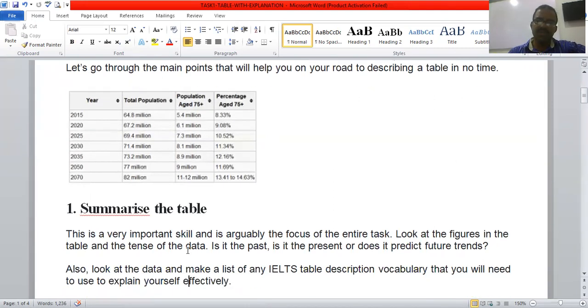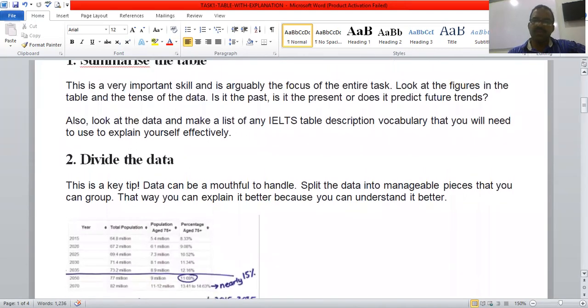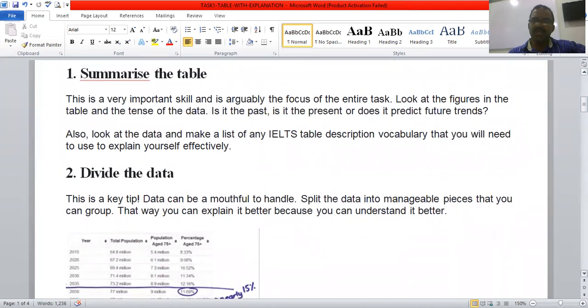This is a very important skill and is arguably the focus of the entire task. Look at the figures in the table and the tense of the data. This is very important. Okay, in which tense are you going to write? Is it the past? Is it the present? Or does it predict future trends?